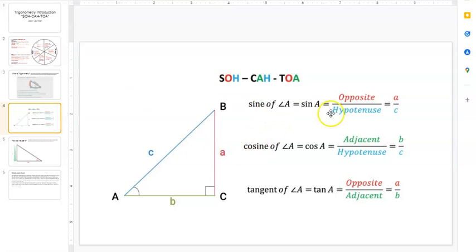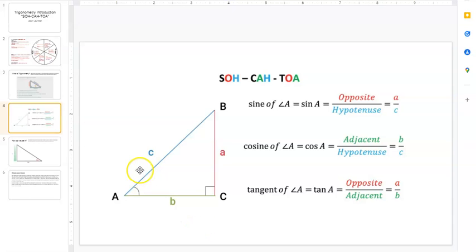So sine is opposite over hypotenuse. Cosine is adjacent over hypotenuse. Tangent is opposite over adjacent. And in our next slide, you're going to see where this actually comes into play.